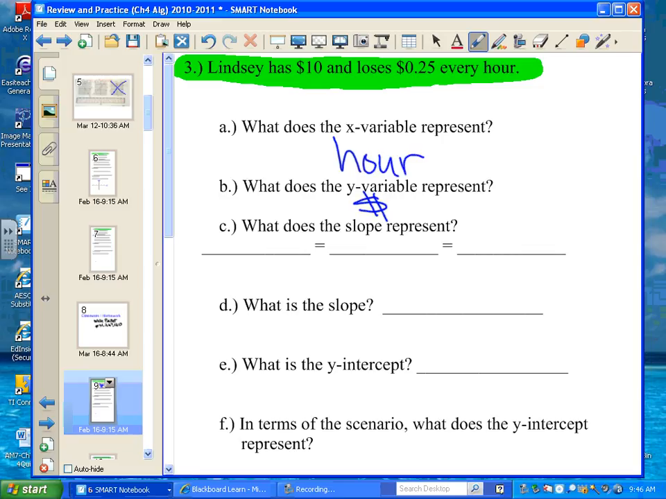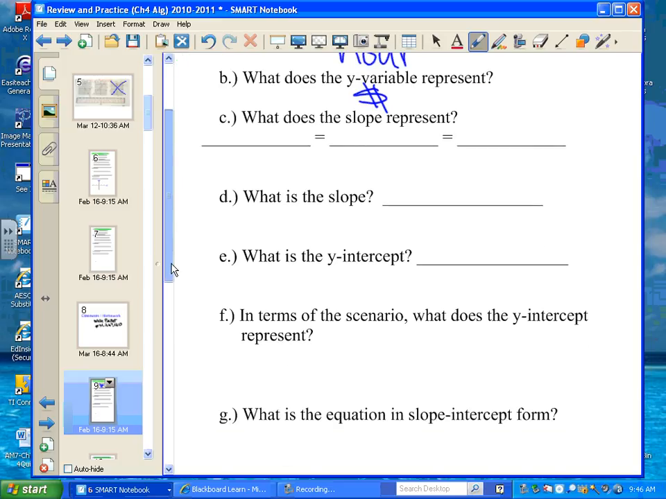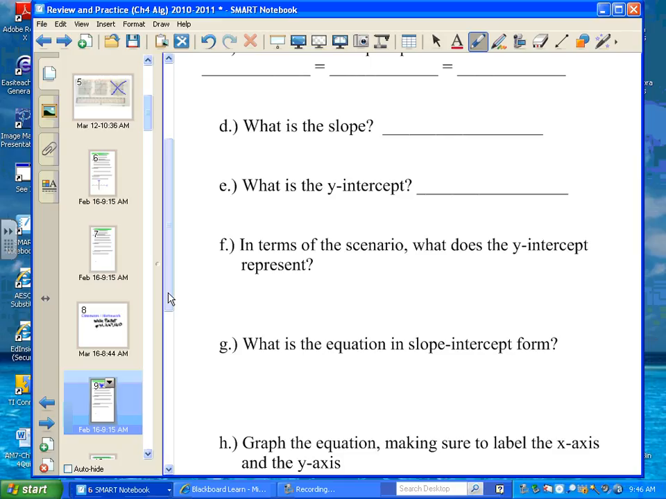Let's now jump to letter G. And again, these should be in order, but let's go to letter G. Let's write that in slope-intercept form. So who can tell us if Lindsay has $10 and loses a quarter every hour, how do we write that in slope-intercept form? I really should see all of your hands up. This is really easy. Michaela? Good. Y equals negative 1/4 X plus 10.